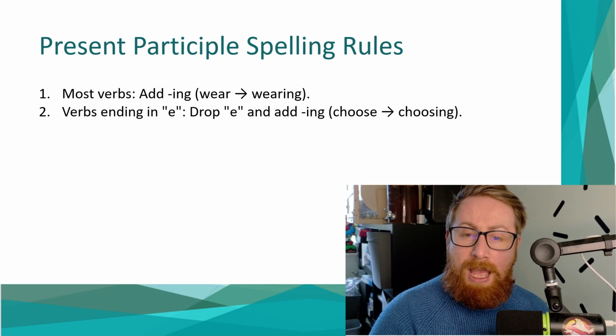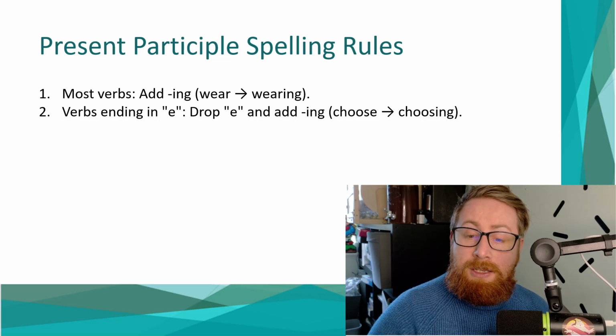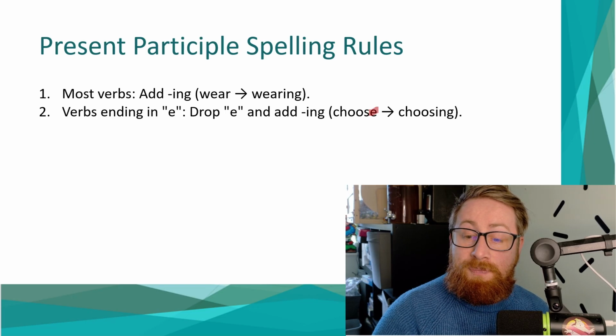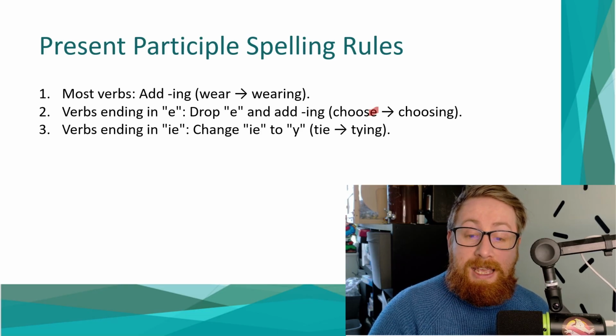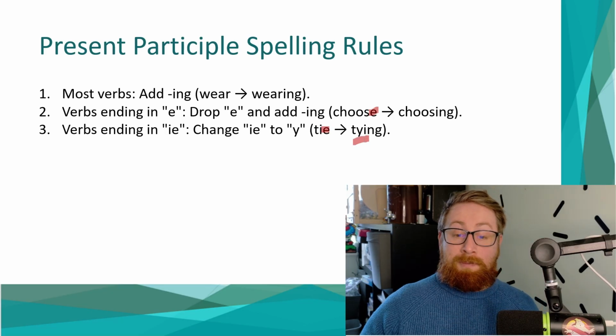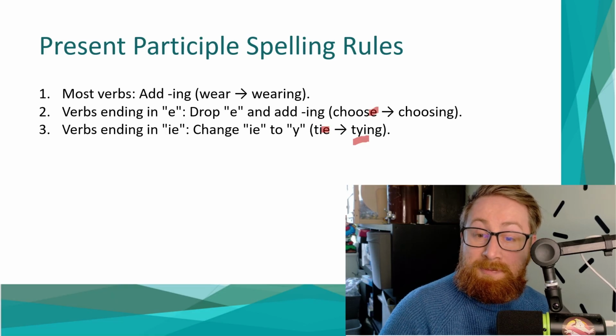Now, there are some verbs ending in E, where we drop the E and add ing. So to choose, to make, we need to remove the E. So we're going to get rid of that E and then add ing. Verbs ending in IE, we change the IE to Y. So to tie, to lie, to die. We get rid of IE and add a Y. So they are tying.